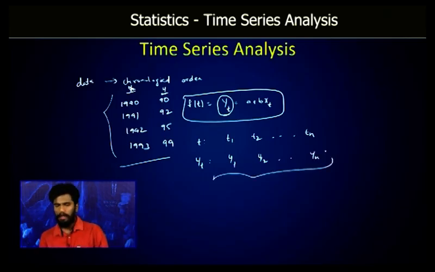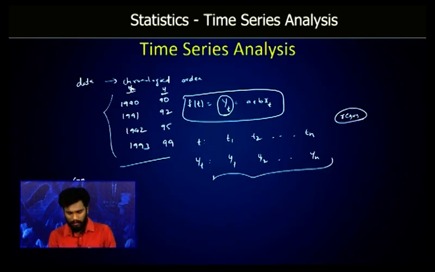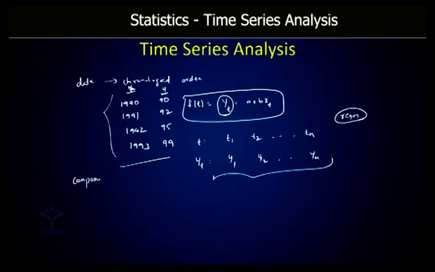Now these y values will not constantly increase or constantly decrease. They will fluctuate. At one point they will increase, at some other point they will decrease. So these are the y values with respect to the time periods t1, t2 up to tn. There are many reasons for these fluctuations, and we call them components. There are majorly 4 components in the time series.